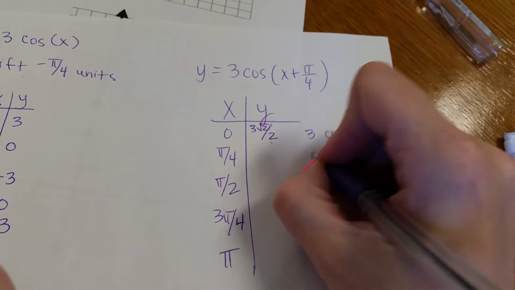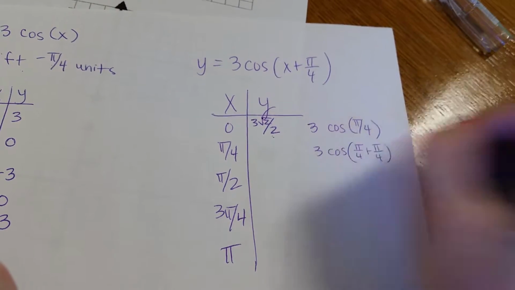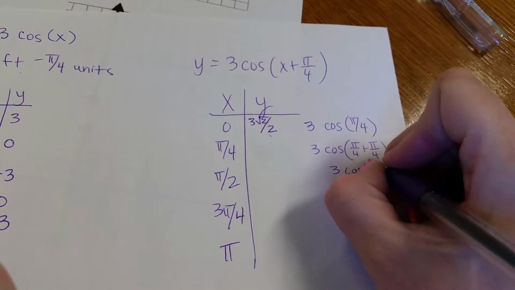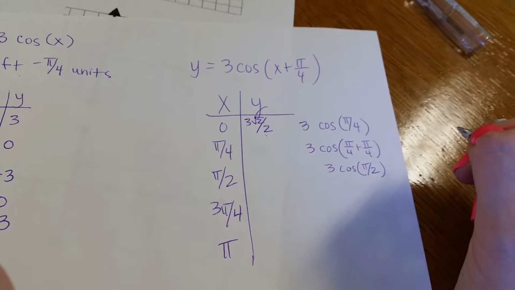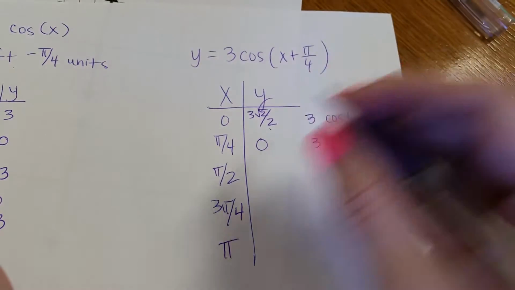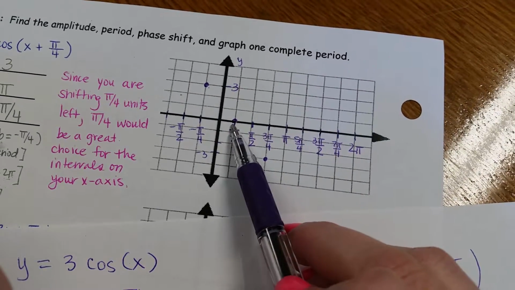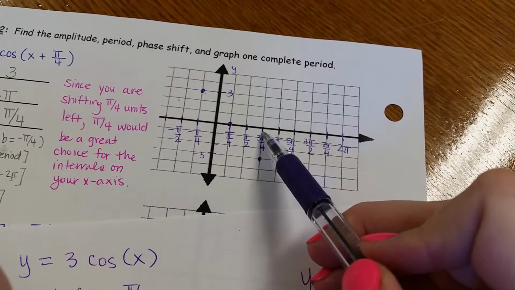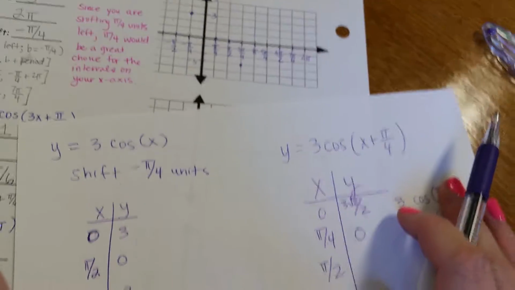If you do pi over 4, you could do 3 cosine of pi over 4 plus pi over 4, which really would just be 3 times the cosine of 2 pi over 4, and 2 pi over 4 is pi over 2. The cosine at pi over 2 is going to be 0, so this is going to be 0. Now this would be one that you could plot on your graph, and that could be 0. So you still could do it that way. It's just with some of these you would get decimal answers, and you would just keep going until you got your whole number answers without your calculator.